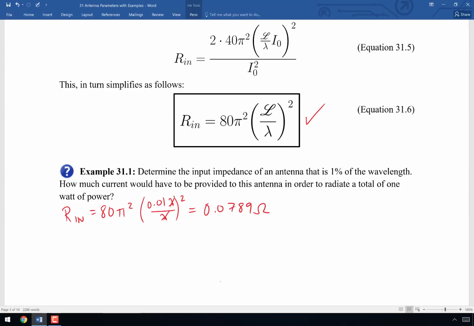So in the same way, we're going to find that there are resistances that are just about the right size, typically on the order of a few tens of ohms, maybe 100 ohms would be a really good amount of resistance for an antenna, but 0.0789 is just not going to do it.